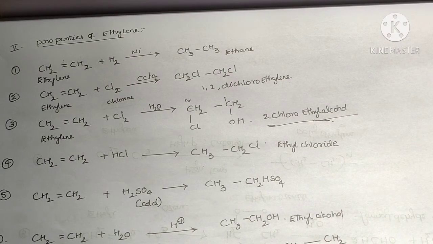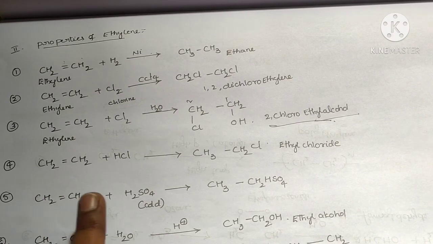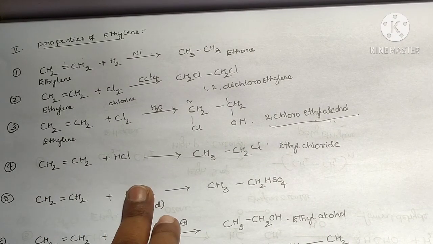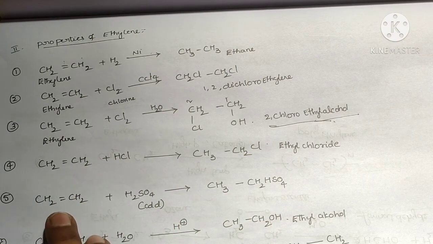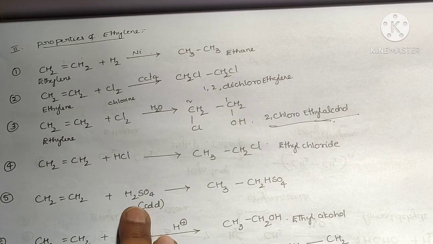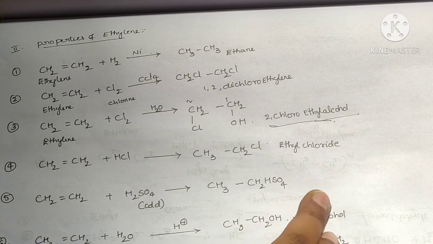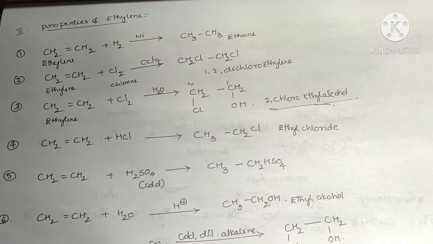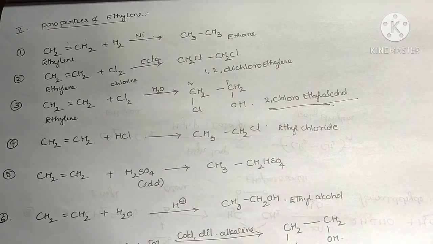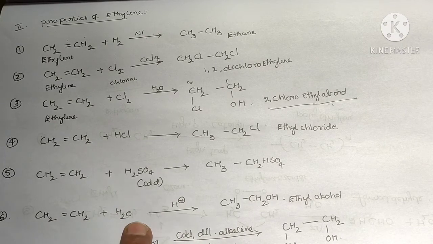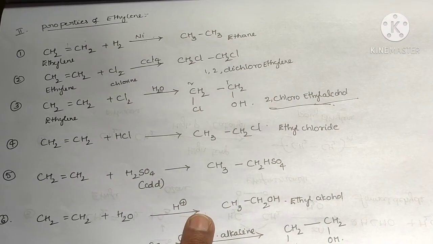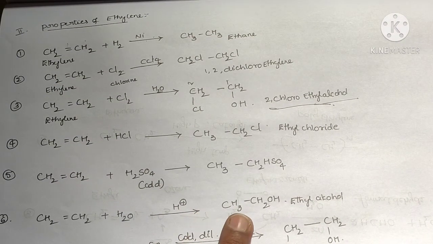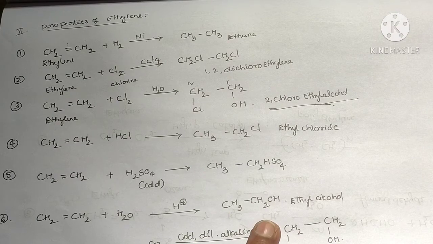And the next property of ethylene is taking ethylene and adding HCl. It produces ethyl chloride. And the next property is ethylene and then adding H2SO4 in cold conditions. It produces ethyl hydrogen sulfate. And the next property of ethylene is CH2 double bond CH2 plus H2O and H plus. H plus means acid. So it produces alcohol, ethyl alcohol.